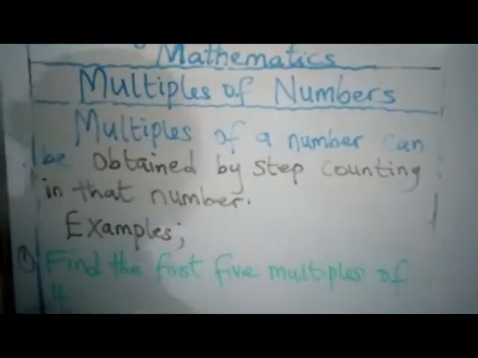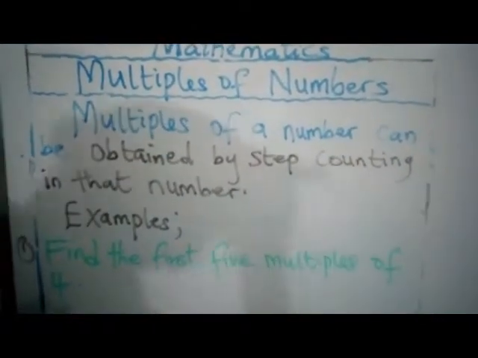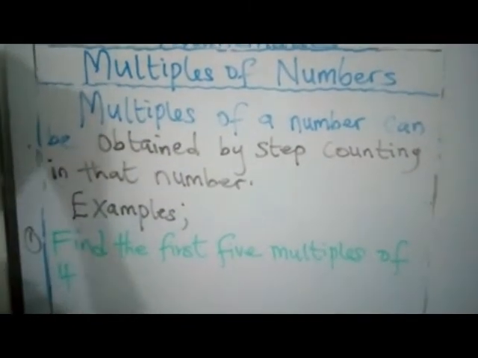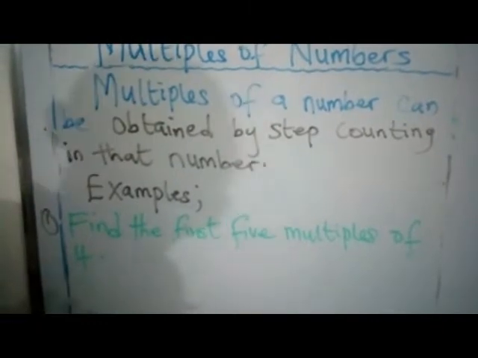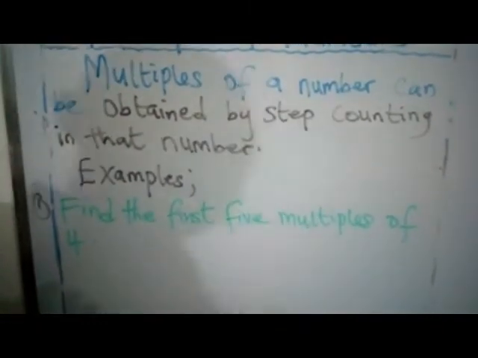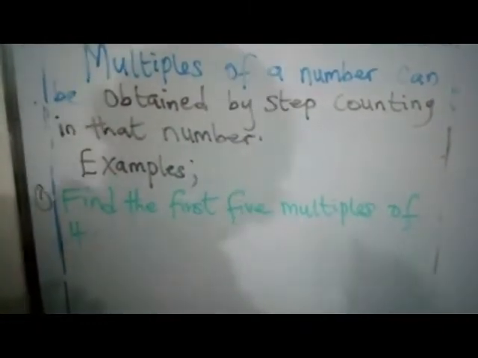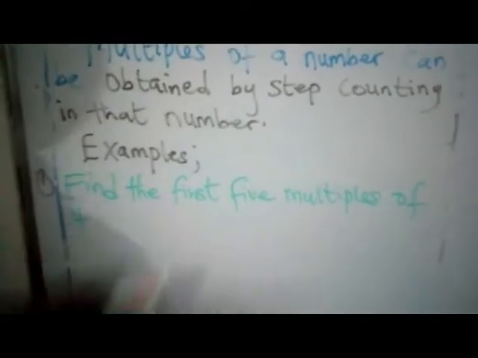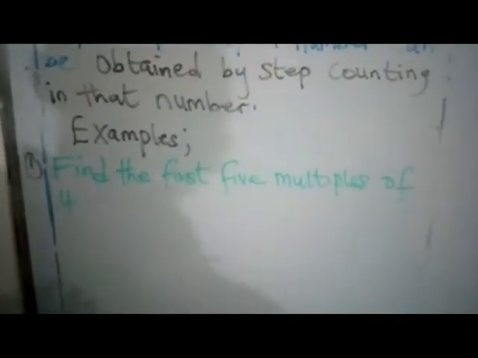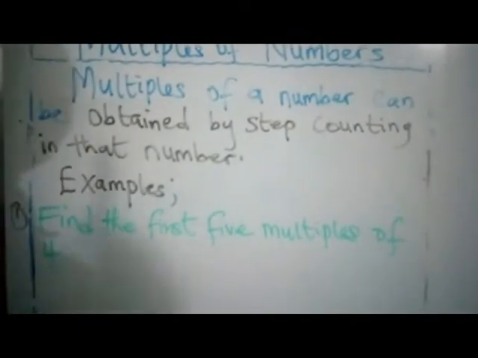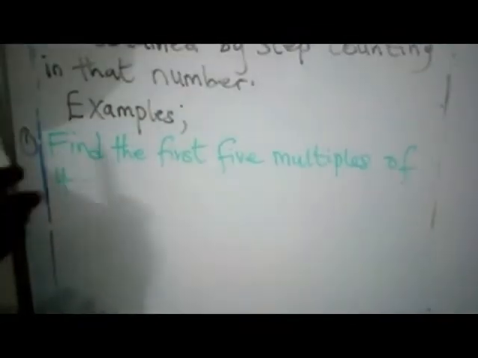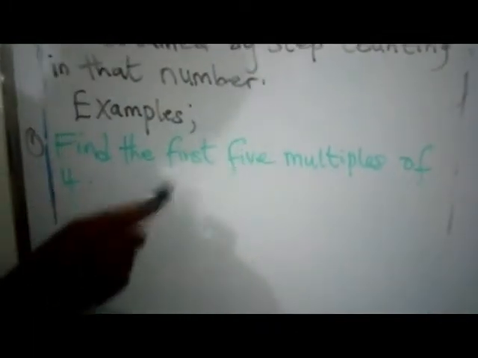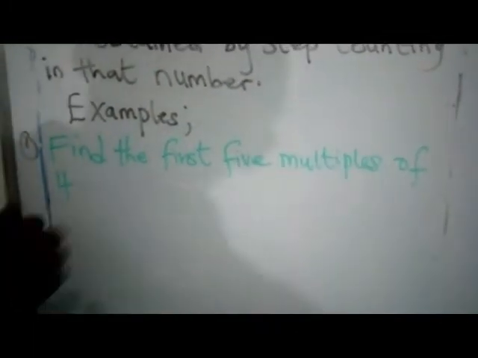Multiples of a number can be obtained by step counting in that number. So multiples of a number means you step count that number. When you're finding multiples of a particular number, you need to step count that number. We're going to run through some examples so that we have a clearer understanding of how to find multiples of numbers. The first example says, find the first 5 multiples of 4.